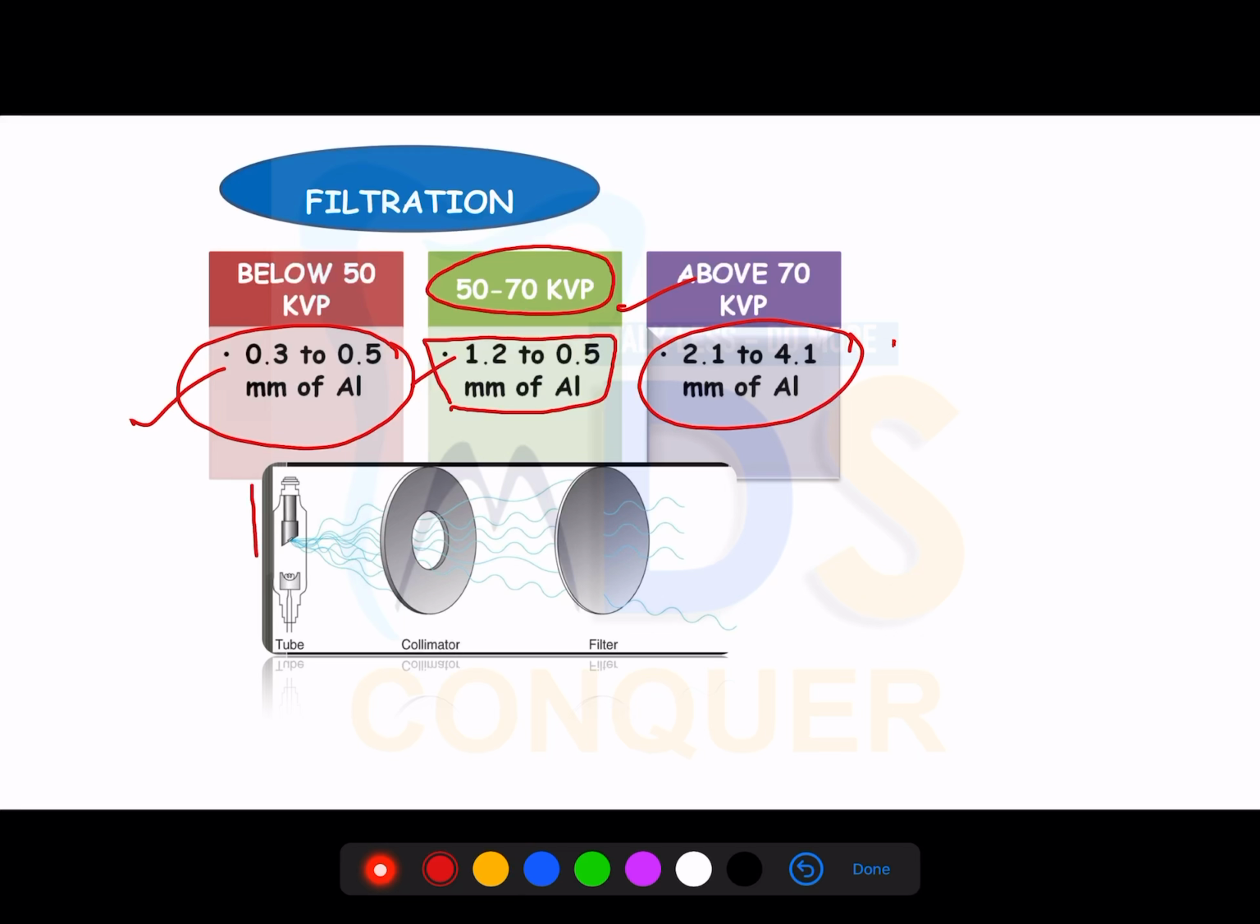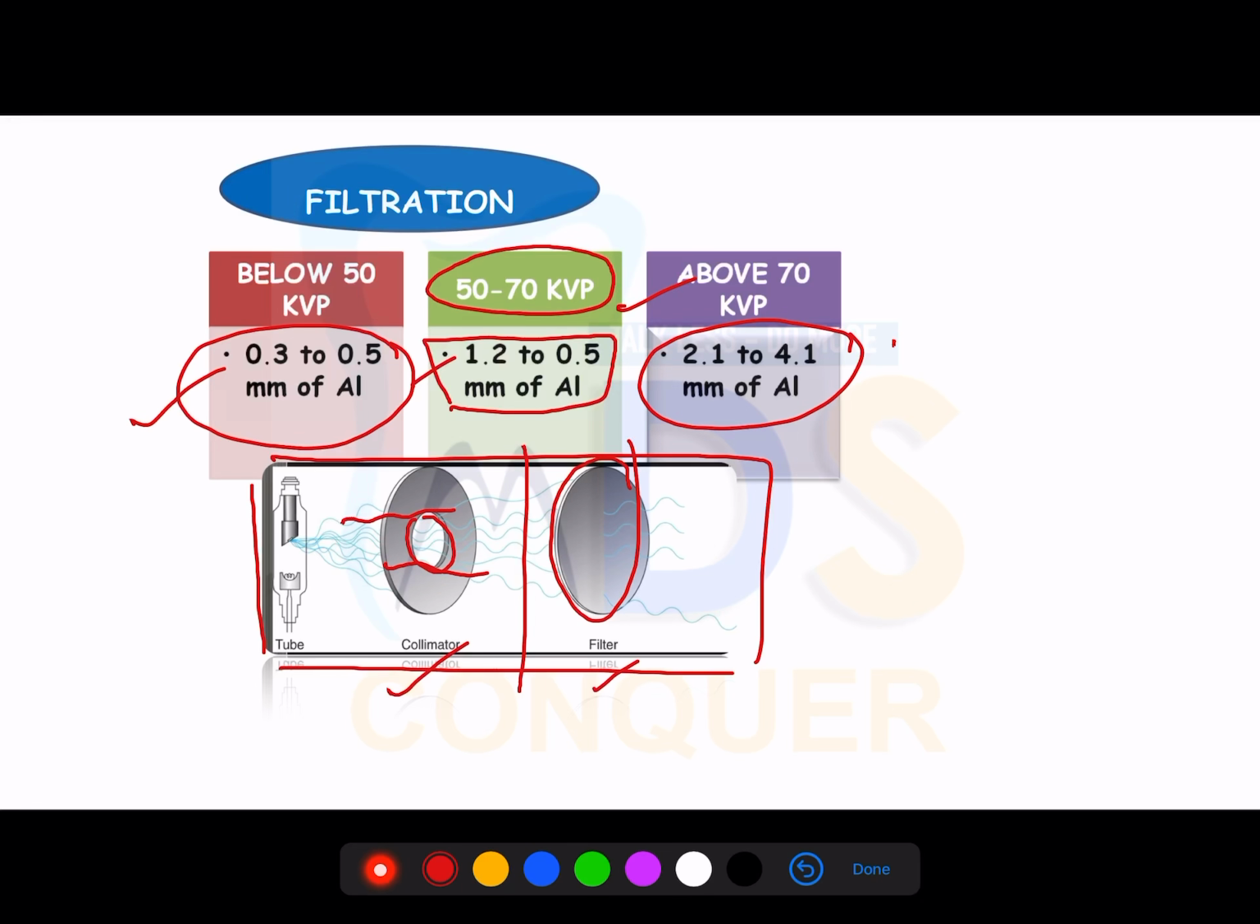and in this picture it is clearly shown the difference between the collimator and the filter. If you see the collimator here, it is restricting the size of the X-ray beam, okay, but the filter here is filtering out all the low energy photons. That means it will let through only the photons which are useful for X-ray diagnosis.